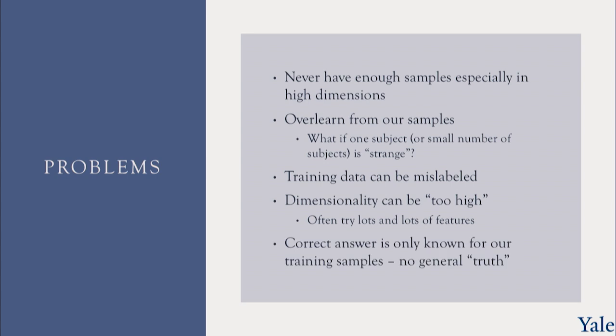And the correct answer, and this is the fundamental problem in machine learning, is only known on the locations of our samples. We have no general truth, right? We only know the answer at those 20 locations where we have training data. We're trying to interpolate in that empty space, but we have no idea what that function is.